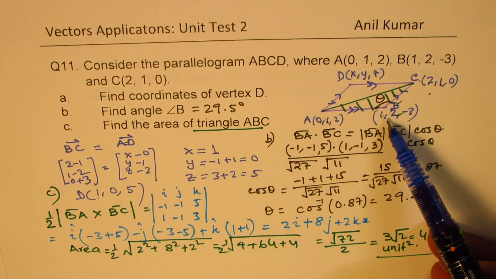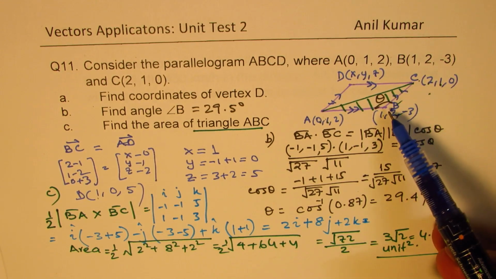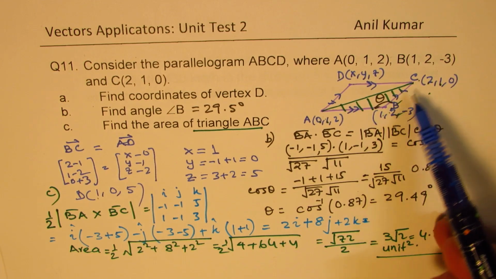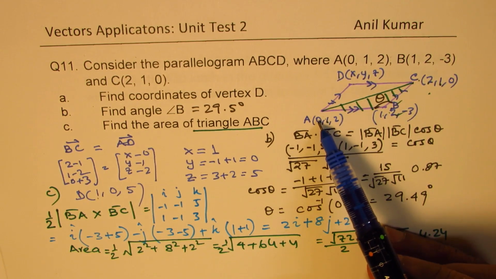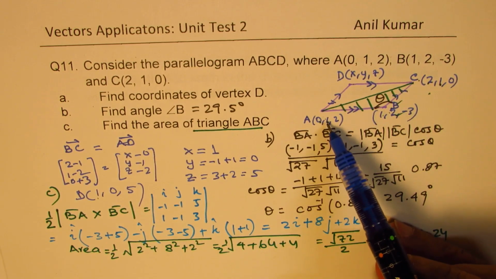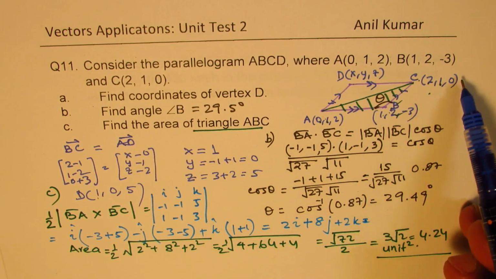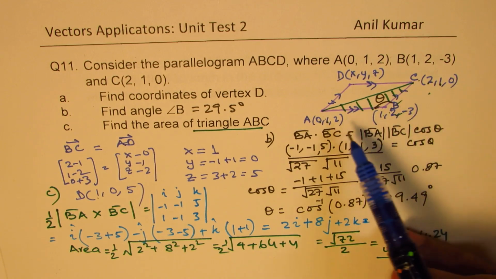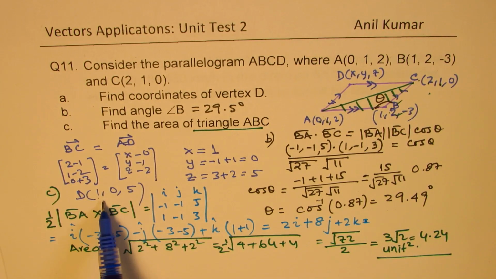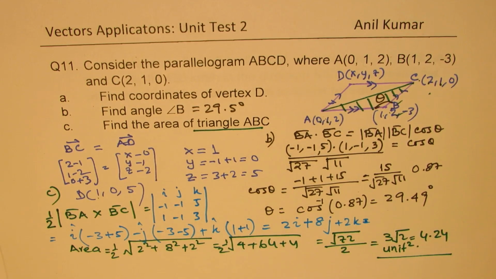An easy way: see by how much we change when we move from B to C. As far as the x value is concerned, it increased by 1. When you add 1 to 0, you get 1. 2 to 1 decreased by 1, so 1 minus 1 is 0. Minus 3 to 0 means add 3. Add 3 to 2, you get 5. So you get 1, 0, 5 as the coordinate points of D.